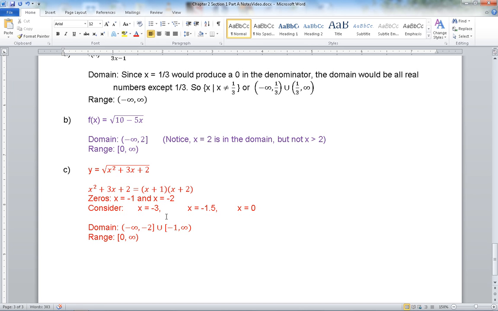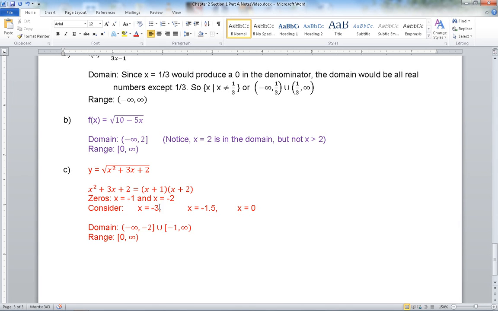So let's consider a number that's less than negative 2, like negative 3. Well, negative 3 plus 1 is a negative number, and negative 3 plus 2 is a negative number. So I have negative times negative, which produces what? Right, you get a positive answer out. So any number less than negative 2 will give you a positive number. Now, what if I plug in negative 2? Well, then this term is 0, so I'm taking the square root of 0, because 0 times whatever the other number is going to be 0. So the square root of 0 is 0, so that's okay.